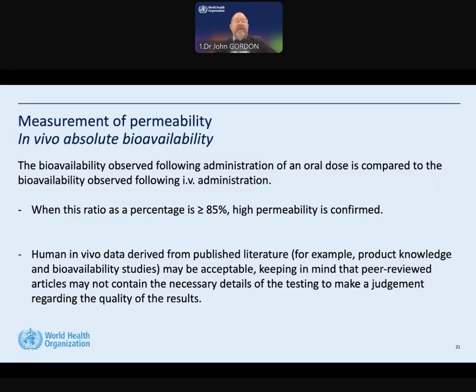So human in vivo data derived from published literature, for example, product information for the innovator product, the labeling may contain sufficient information. So this literature information may be sufficient to justify the permeability of the API for classification. Again, keeping in mind, however, that peer-reviewed articles may not necessarily contain sufficient information to properly judge the quality of the data and its applicability to making a BCS classification for the purposes of the regulatory assessment.